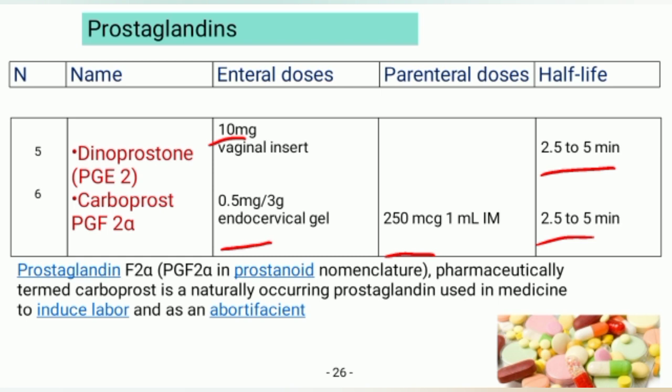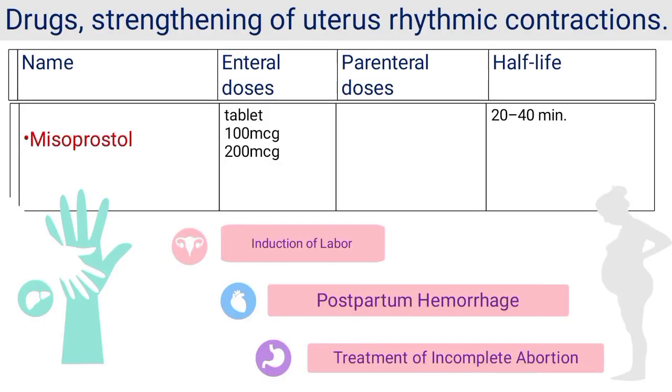Prostaglandin F2 alpha is a prostanoid. Pharmaceutically termed carboprost, it is a naturally occurring prostaglandin used in medicine to induce labor or abortion. Misoprostol is the fourth drug that strengthens the contraction of the uterine wall. Its enteral doses are 100 microgram and 200 microgram, and 1 milligram is equal to 1000 microgram, and its half-life is about 20 to 40 minutes.